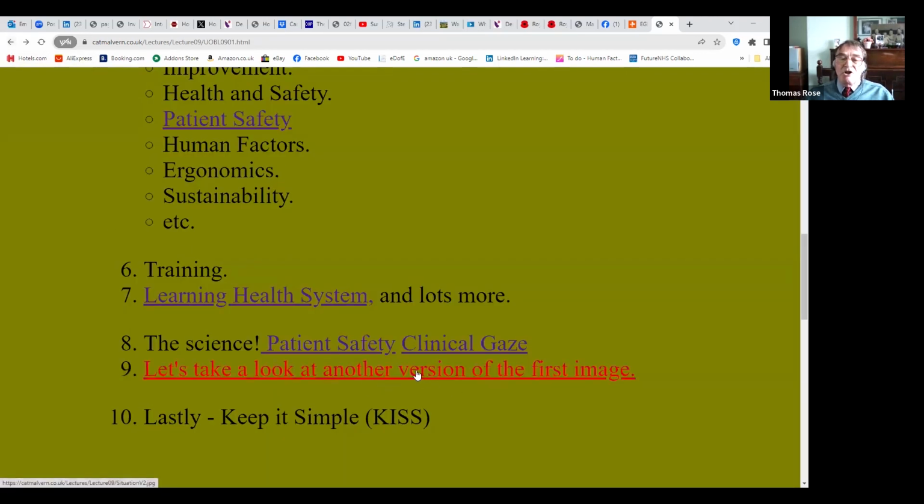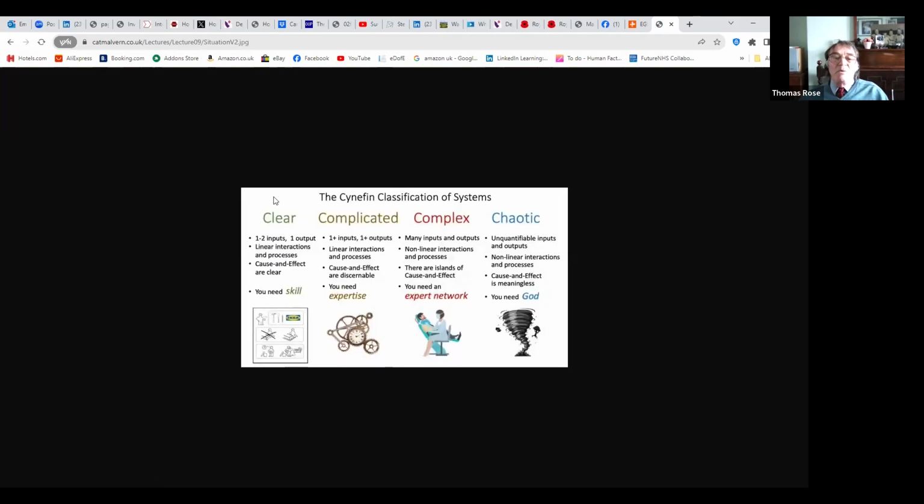I'm just going to have a little look at another version of the first image, where we talk about, again, clear, complicated, complex, and chaotic. And there's some little illustrations here that illustrate a picture describing that topic. So if it's clear, then it's going to be like an IKEA do-it-yourself putting together a cupboard. And to do that, you need a bit of skill. And here it's a little bit more complicated, and you need some expertise. And when it gets into complex, you need a network, and that's really important.